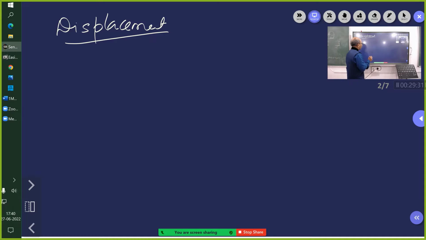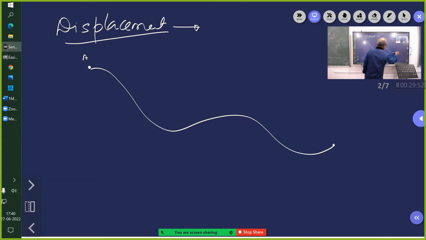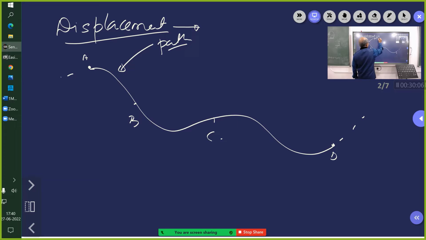First of all, this term displacement is used for objects in motion. Where is it used? Objects in motion. That is, it should be in motion. Now you see, there is some point A here, and then there is some point B here, some point C here, and say some point D here, and so on. So what is this? This is the path traveled by the body, or the path the body is still traveling.